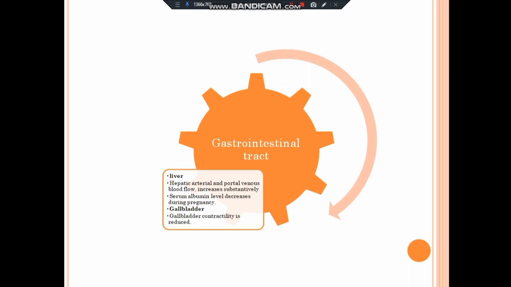Gastrointestinal tract. Usually in the GI tract during pregnancy, bleeding may occur in your gums. There may be bleeding even from a small trauma. Then in the gallbladder, contractility is reduced, so there is a formation of gallstones. And in the liver, hepatic arterial and portal venous blood flow increases substantially, and serum albumin level decreases during pregnancy.